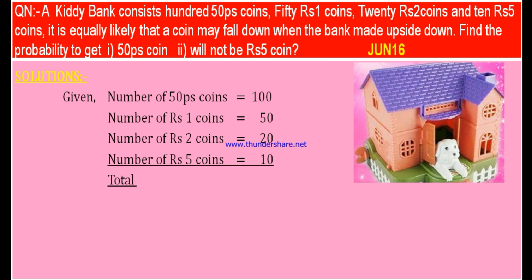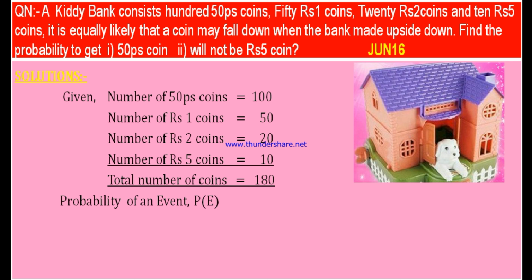Now let us find the total number of coins. The total number of coins is nothing but the sum of all these 4 types, which is equal to 180. Therefore, the total number of coins in the kiddie bank is equal to 180. Now the formula to find the probability of any event, P of E, is equal to the number of favorable outcomes divided by the total number of outcomes.